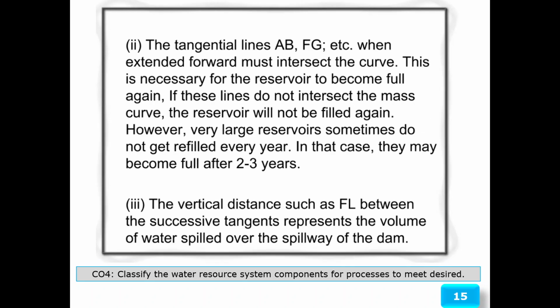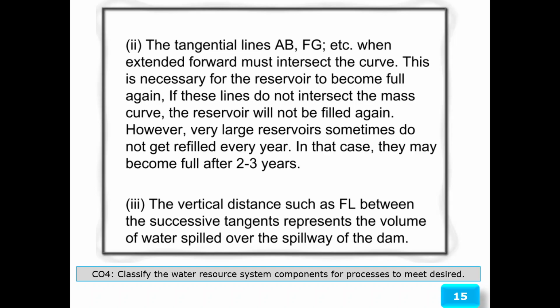So the tangential lines AB, FG, etc., when extended forward, must intersect the curve. This is necessary for the reservoir to become full again. If these lines do not intersect the mass curve, the reservoir will not be filled again. However, very large reservoirs sometimes do not get refilled every year. In that case, they may become full after 2 to 3 years.